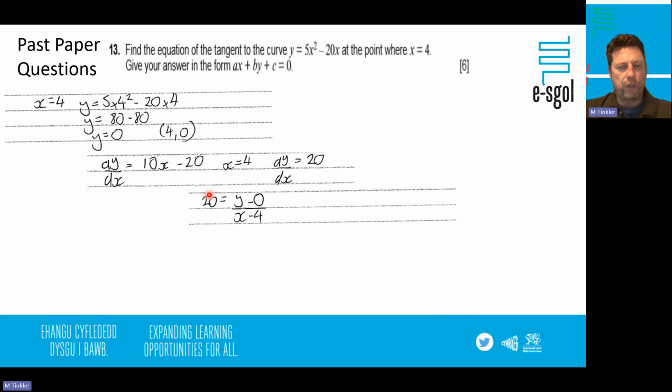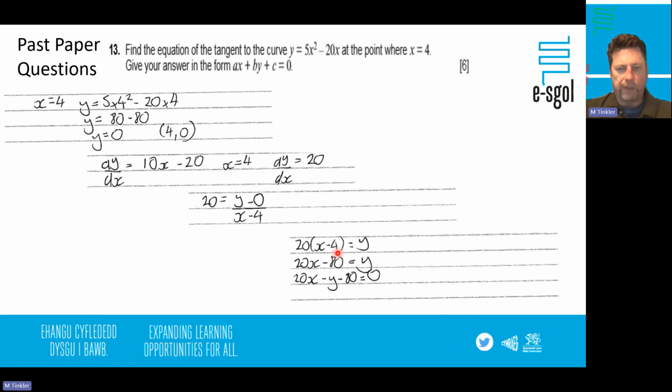Next thing, set the equation. Make sure you get the x and y coordinates the right way around. So m equals y minus y1 over x minus x1. There's x1, and there's y1. Multiply both sides by x minus 4. 20 lots of x minus 4 equals y. 20 lots of x minus 80 equals y. And I've rearranged it. Interestingly, all the questions so far I've had a minus y, I believe, in the middle. 20x minus y minus 80 equals 0. Don't forget the equals 0.